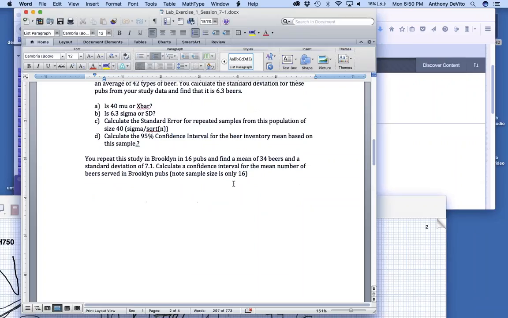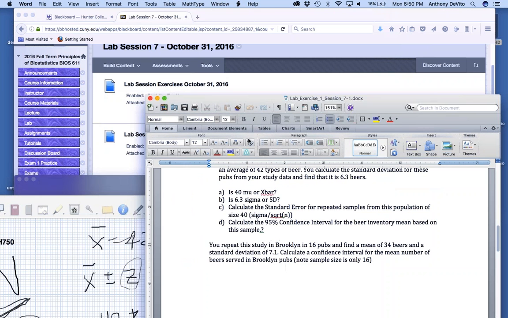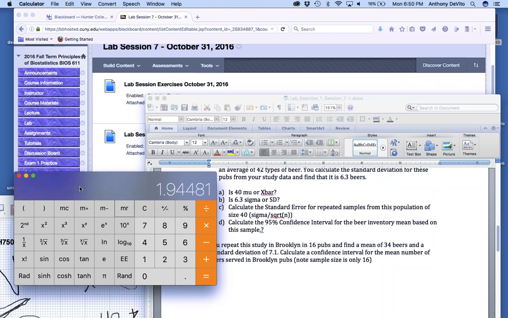Calculate standard error. Okay, now we're going to repeat this study. We're going to leave Manhattan, go to Brooklyn, and repeat this study for 16 pubs and find a mean of 34 beers and a standard deviation of 7.1. Let's go back here and take a look at what our knowledge is now and how it compares to what we knew before.